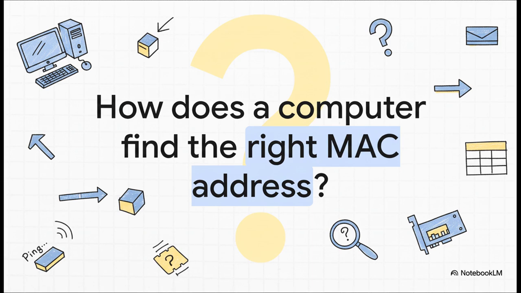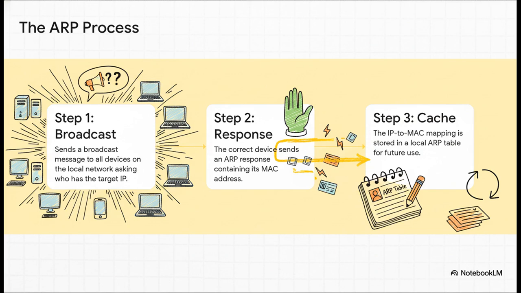And that brings us to the first big puzzle our packet has to solve. See, your computer knows the destination IP address, the where. But to make that first jump, it needs a physical MAC address, the who. So how does it connect the dots? Well, it uses this clever little process called ARP resolution, which is basically a digital roll call.